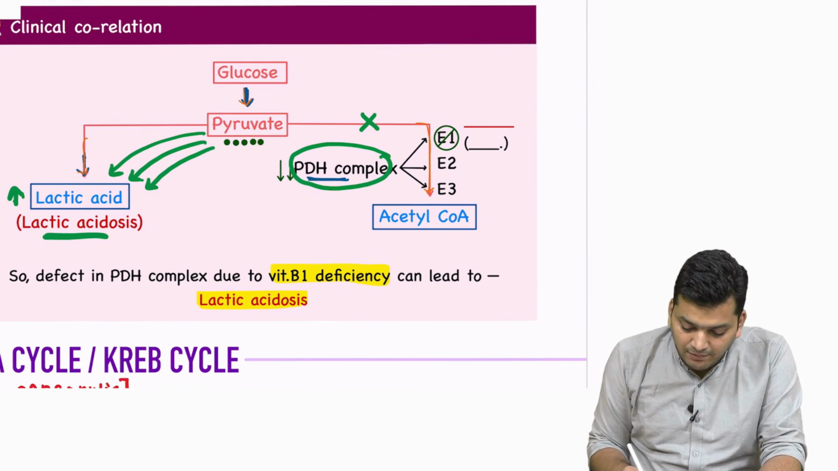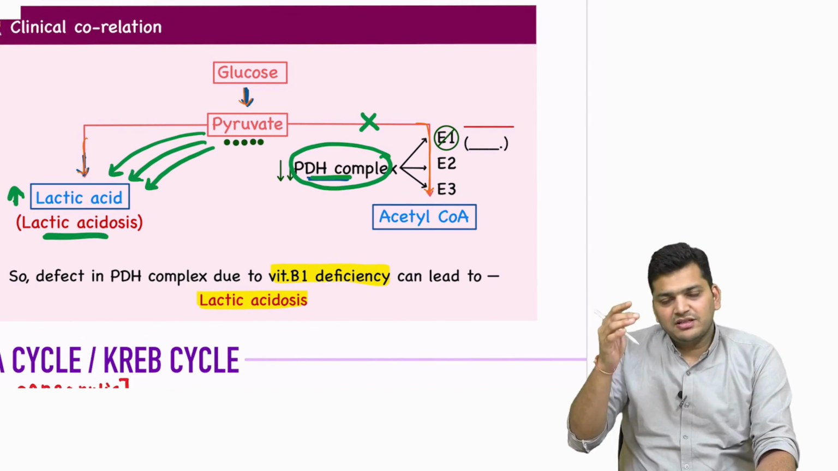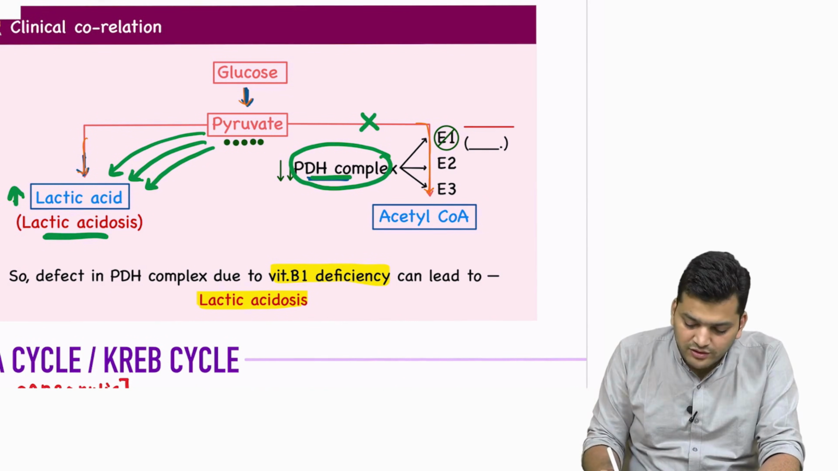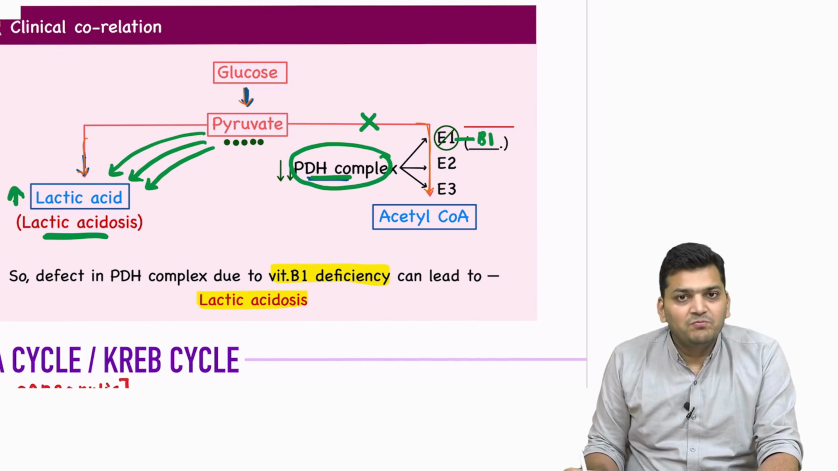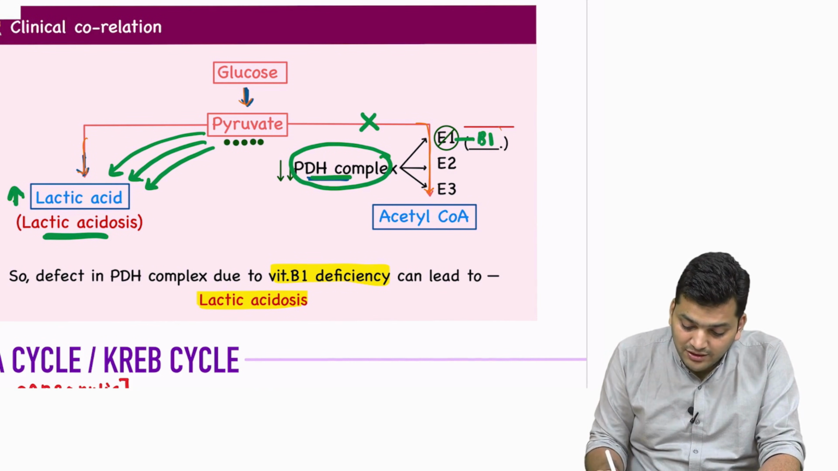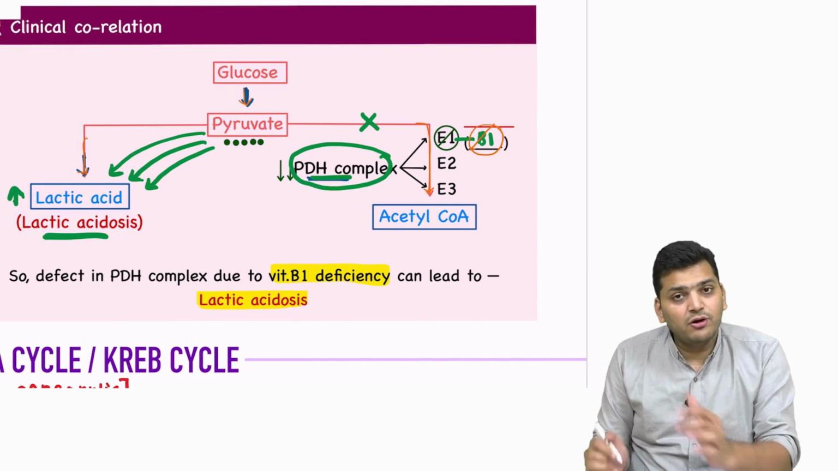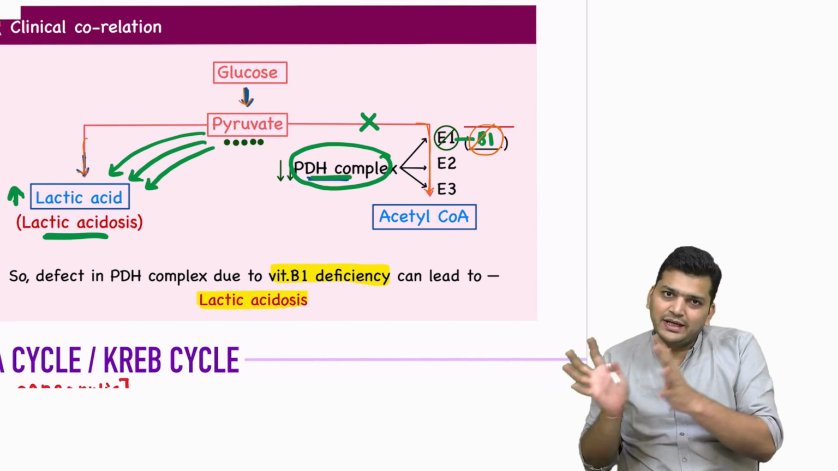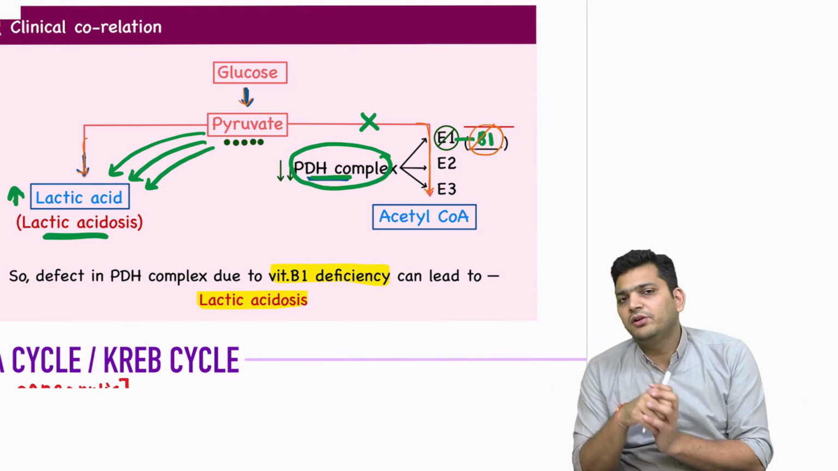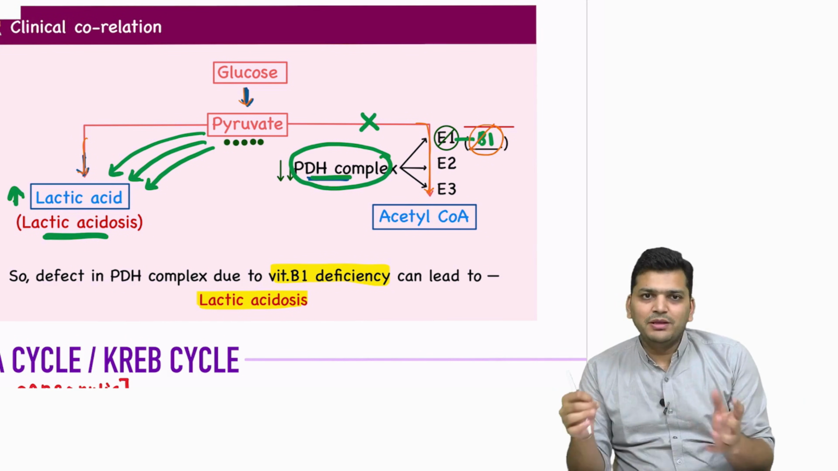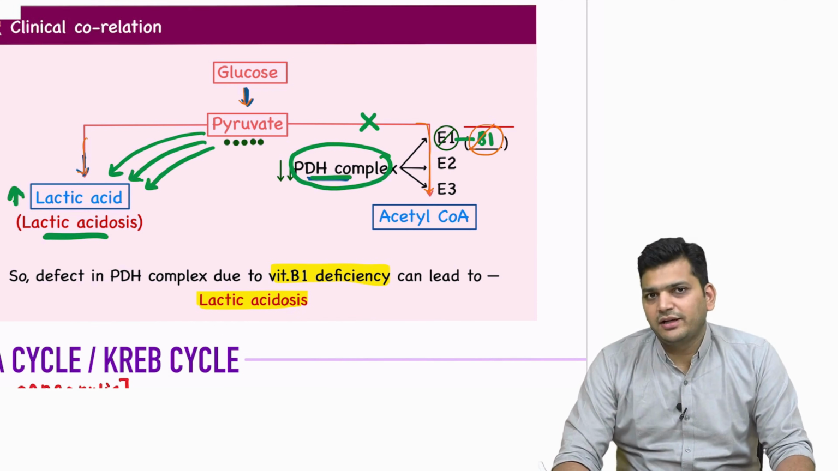Plus, there is one more way by which this process can happen. See, in the pyruvate dehydrogenase complex, we have 3 subunits, E1, E2, E3. What is the coenzyme for E1? B1. So if by any chance there is a vitamin B1 deficiency, the E1 will not work, the enzyme will not work, and again the pyruvate will be more converted into lactic acid. So vitamin B1 deficiency can also lead to lactic acidosis.